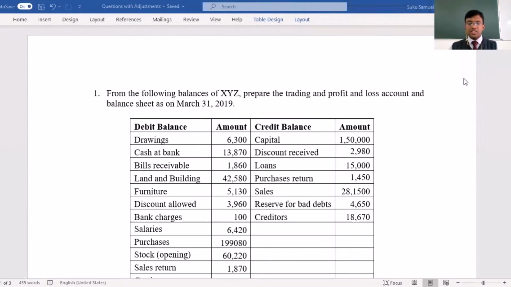So dear students, in today's session, we will be dealing with the preparation of final accounts. We will be dealing with questions which have adjustments. So here goes the first question.